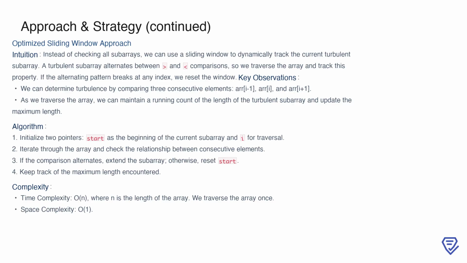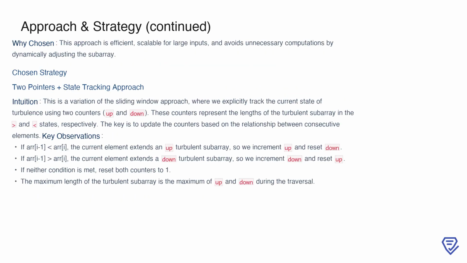This method is far more efficient than brute force. Since we only traverse the array once, the time complexity is O(n), and the space complexity remains O(1). The sliding window approach was attractive due to its efficiency, but we opted for a variation called the two-pointers plus state tracking approach. This method simplifies the implementation by avoiding explicit window management.